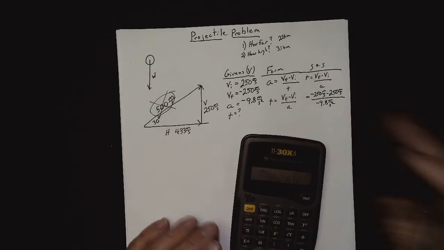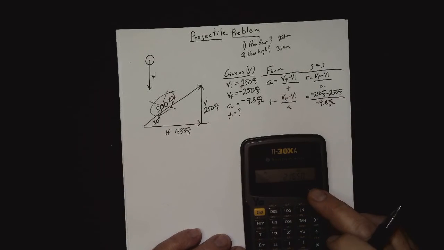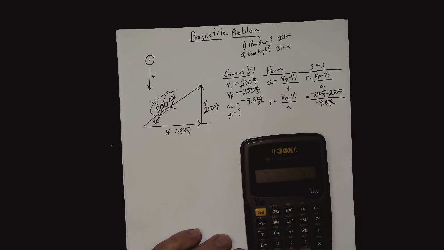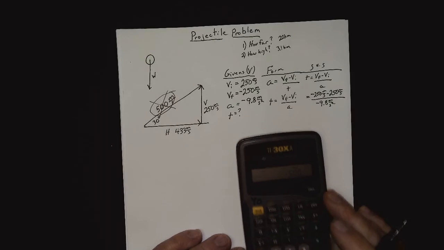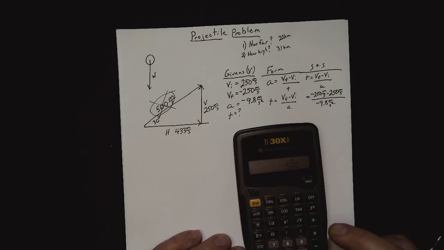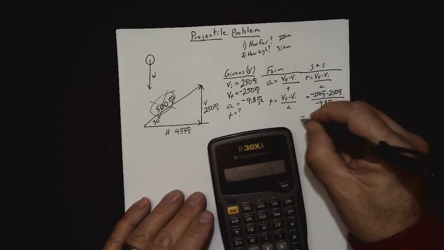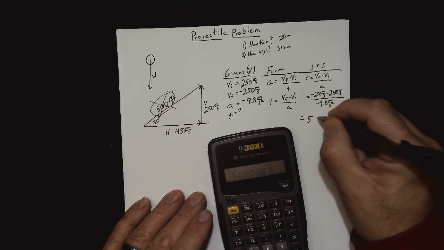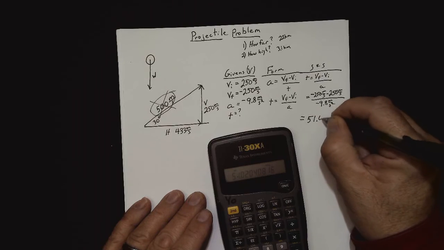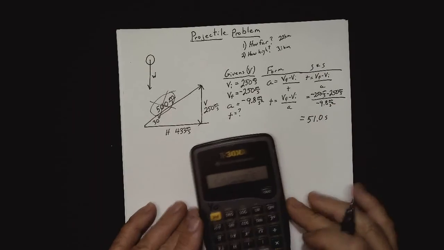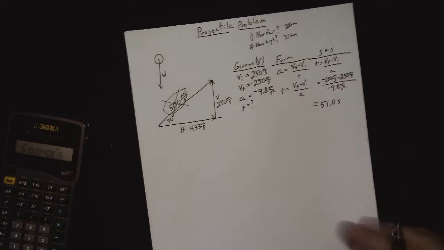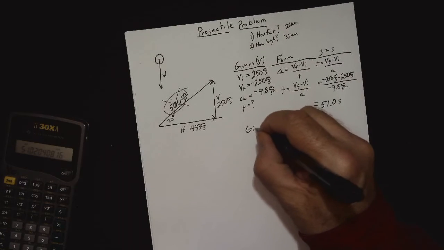So we know it's going to be about 50 seconds. So let's see what we get here. 250, make it negative, minus 250 equals minus 500, we knew that, divided by negative 9.8. That all equals 51.0 seconds. Is that in line with what we were thinking? It certainly is.